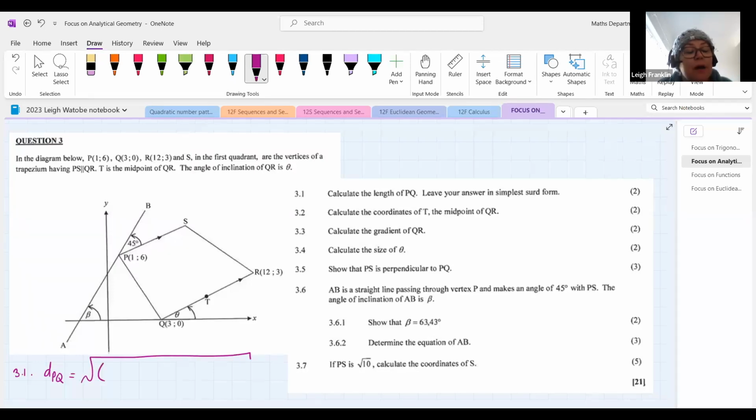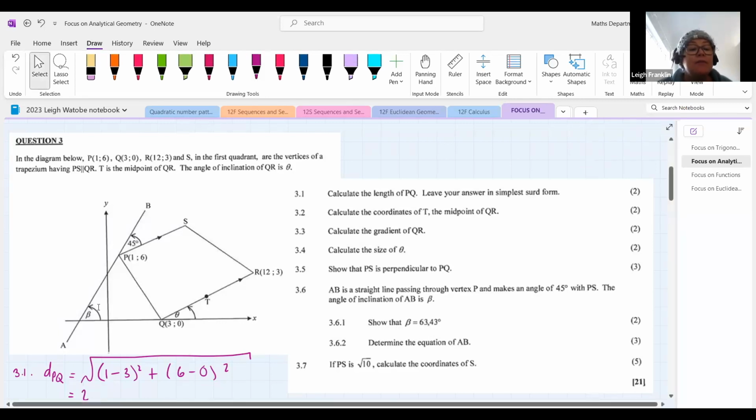And we can go and sub in. Okay, so our change in our x's. I'm going to start with the x's, (1 minus 3) squared, and then our change in our y's, so that would be (6 minus 0) squared. Okay, and then we can pop that into our calculators, and we should all be getting 2 root 10.